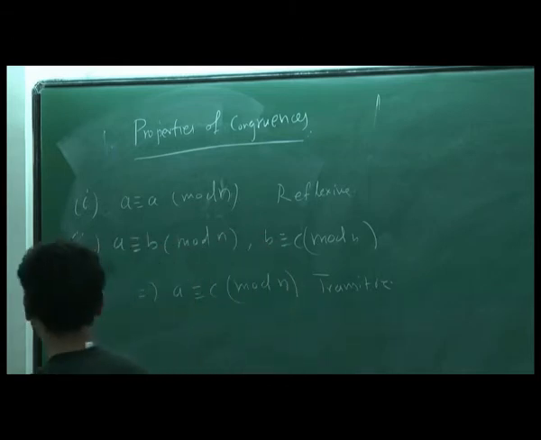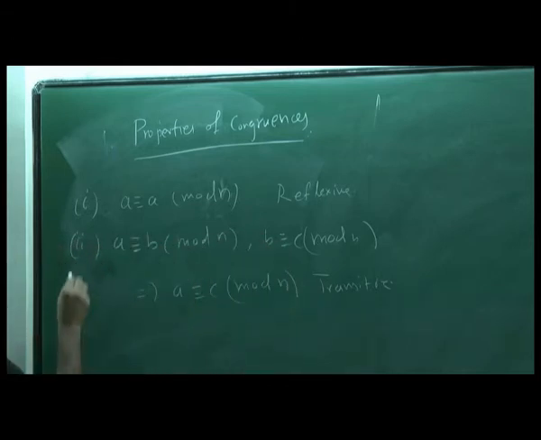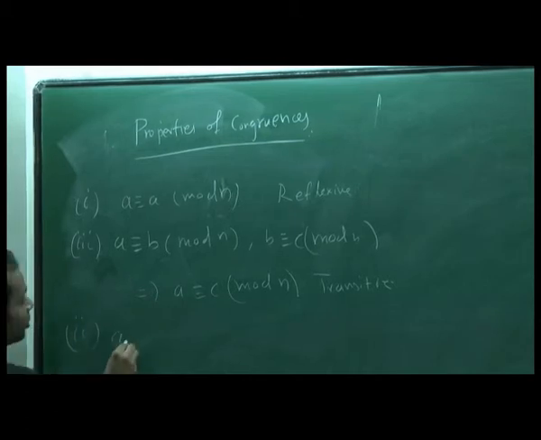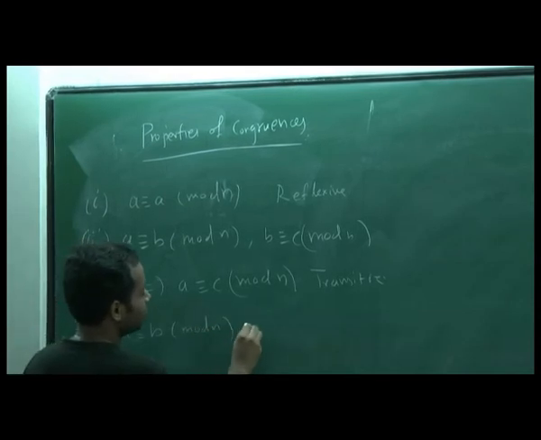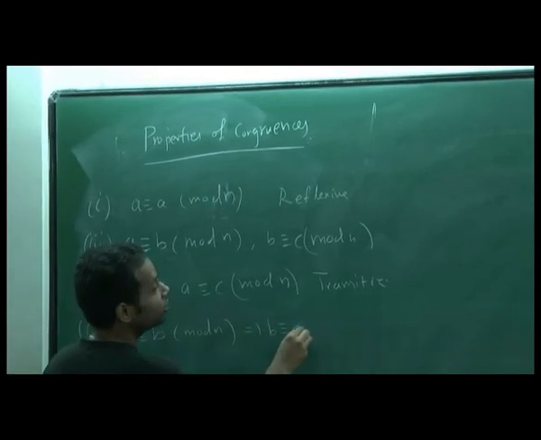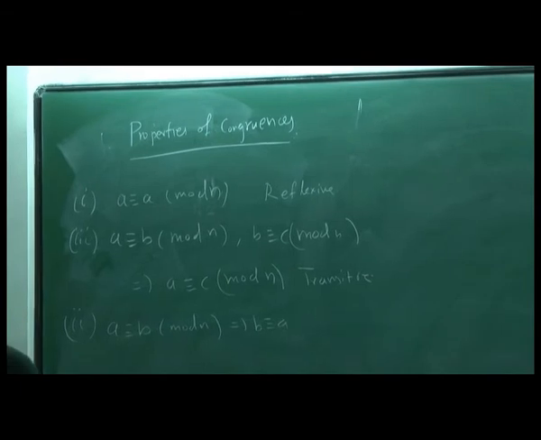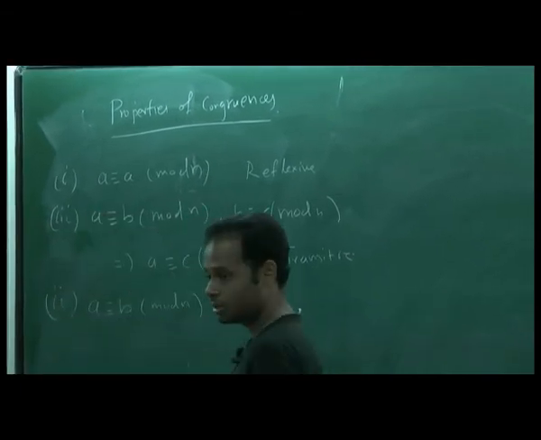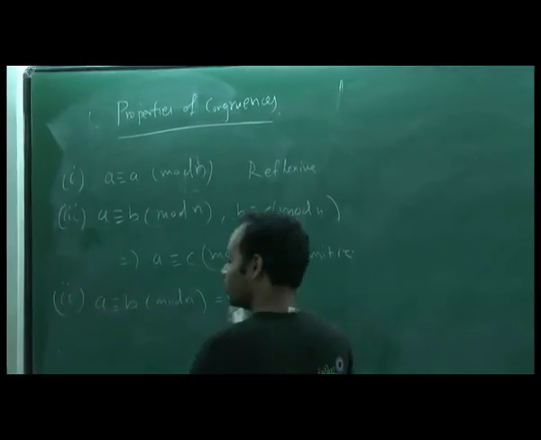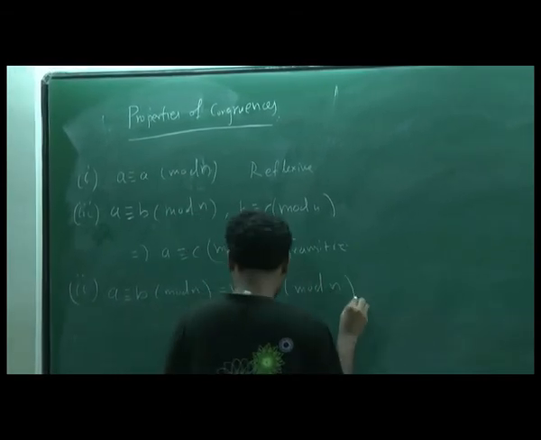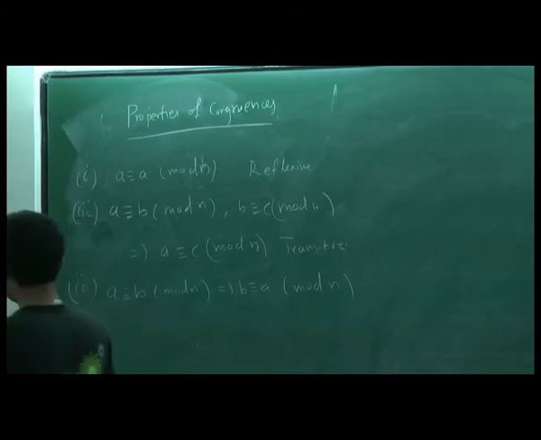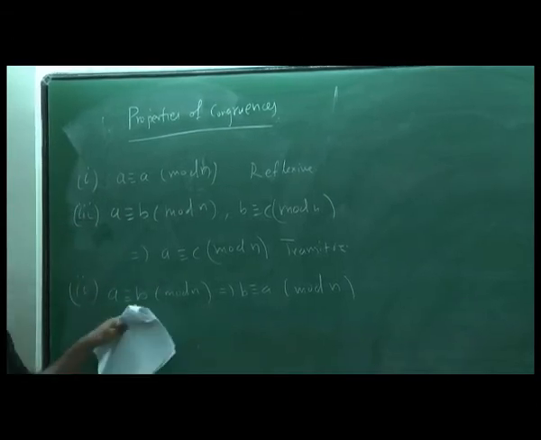So this has to be the third property, and there is something in between that I forgot, which is: if A is congruent to B mod n, this implies B is congruent to A mod n. It doesn't matter which side of the congruence you write, because A minus B is divisible by n and that means B minus A is also divisible by n. So these two are obvious.